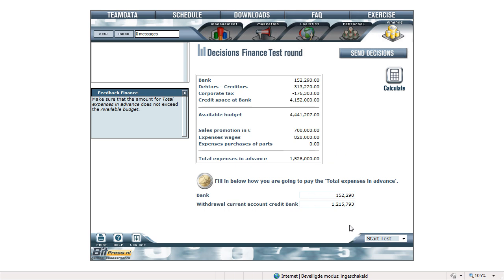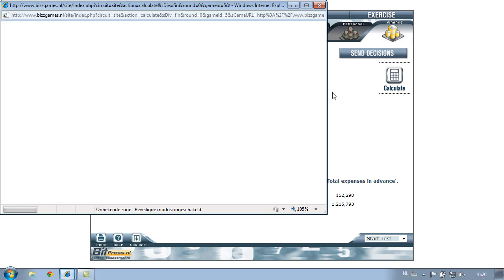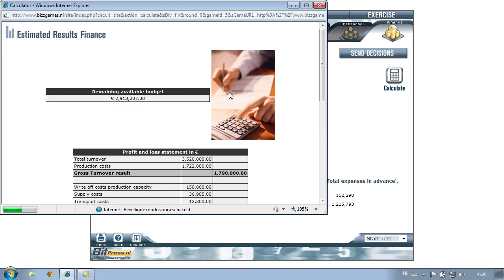Here you can fill in how you are going to pay the total expenses in advance. Firstly, we have to use the money that we have on our bank account as much as possible, because we gain zero interest on that. To find out which amount we have to withdraw from our current account credit from the bank, we have to take into account the amount of money that we still get from our debtors minus the money we still have to pay to our creditors, and the corporate tax we have to pay. Looking at our calculation model, we can see a pre-calculated profit and loss and balance.